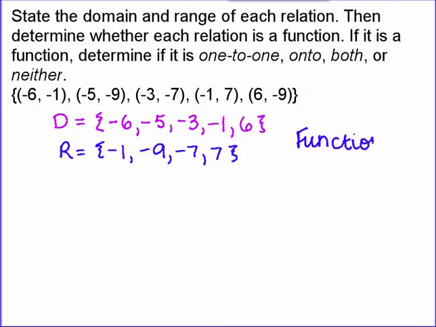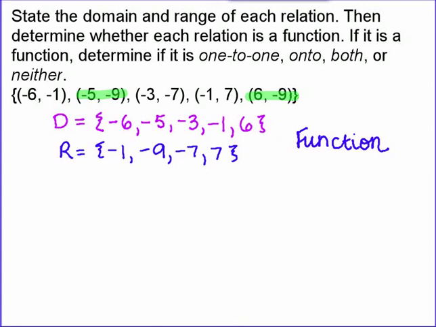Now, if it's a function, we need to determine, is this one-to-one, onto, both, or neither? So one-to-one means that for every x, there is exactly one y. So for every x, is there exactly one y? No. Which is the one that screws up the one-to-one? This one and that one. So that function is not one-to-one because both -5 and 6 go to -9.